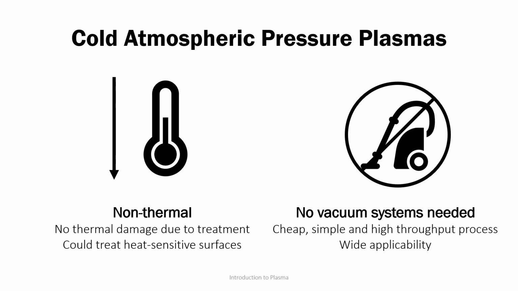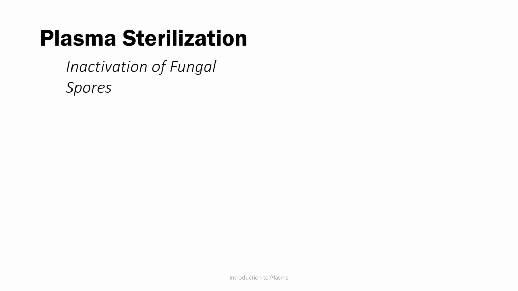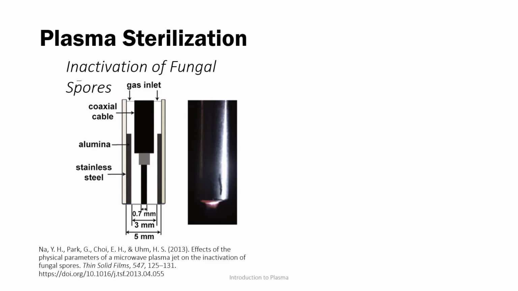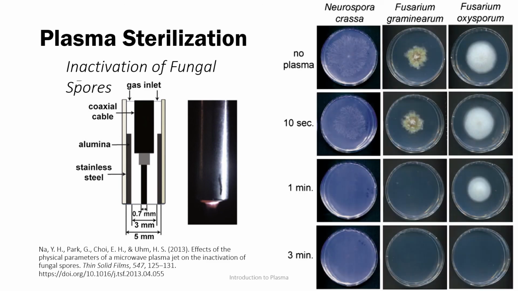So with this development, our cold atmospheric pressure plasmas, into atmospheric conditions, we can now explore more novel uses for plasma, one of which is your plasma sterilization. So in plasma sterilization, we're deactivating or we're killing microbes, bacteria, viruses off the surfaces of our material. So an example is the inactivation of our fungal spores. So in this case, we use microwave argon oxygen plasma to kill fungal spores in our petri dish.